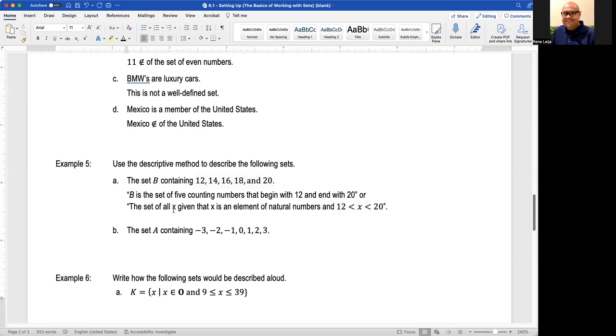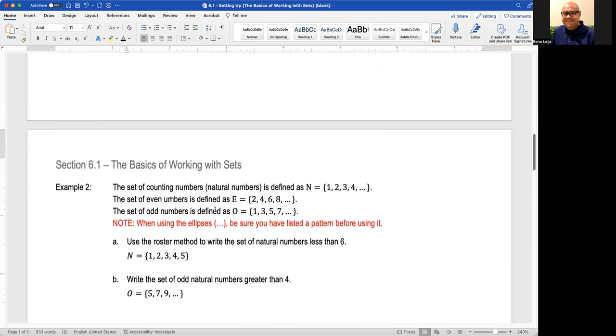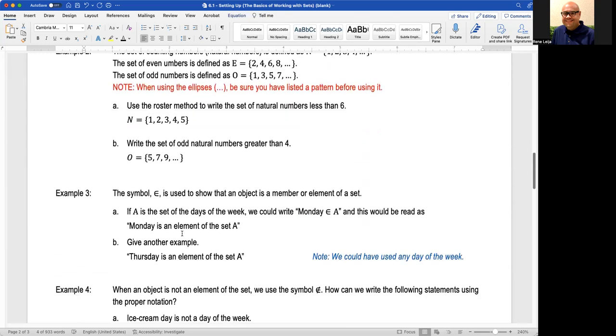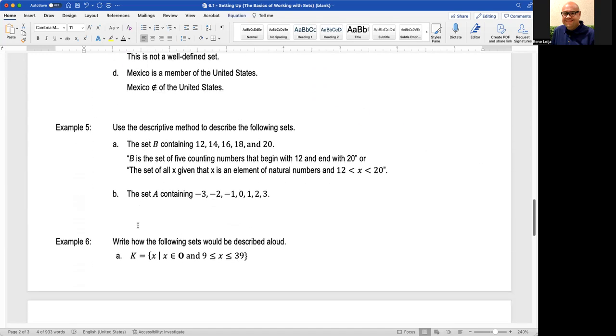Or you could have said the set of all X given. So hopefully you noticed that we were describing the set builder notation, okay? Except I'm not using that notation. All I'm doing is describing it. So it's the set of all X, and then I'm going to define what X is. X is an element of the natural numbers, which it is, and I'm being very specific where those values reside, and they reside between 12 and 20. So you have a couple of different ways that you could have written that, okay?